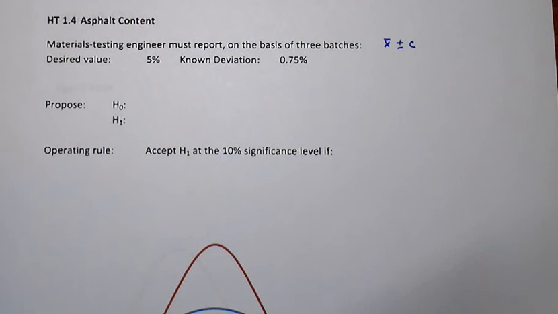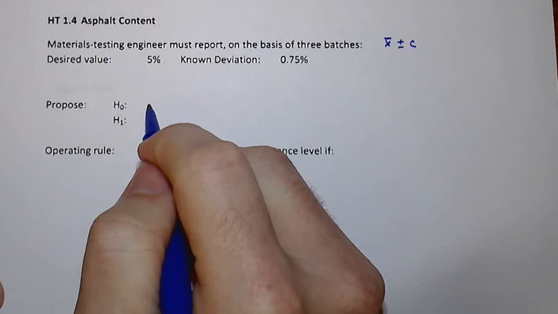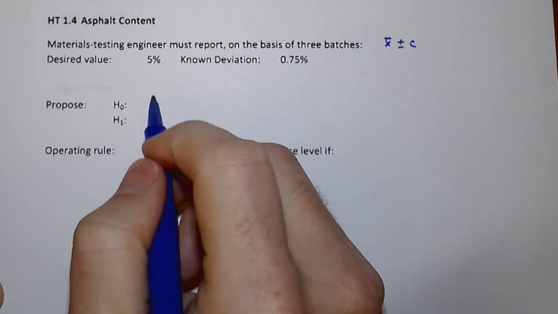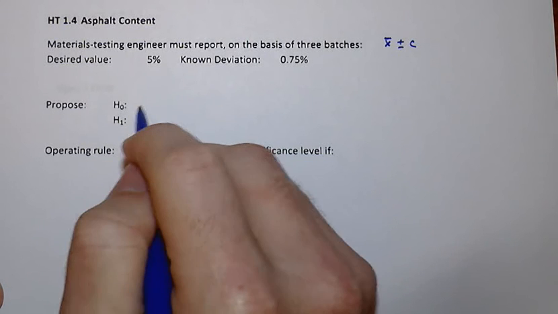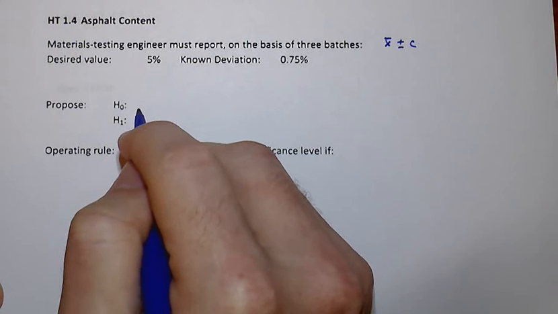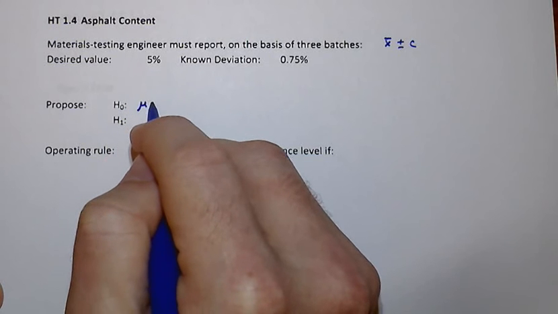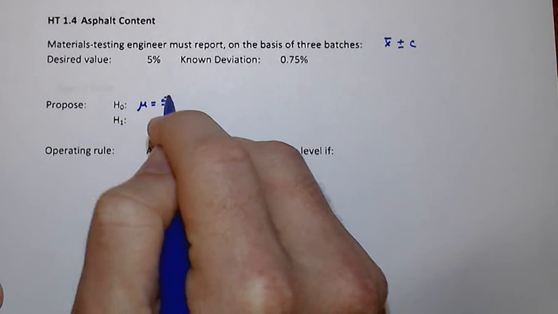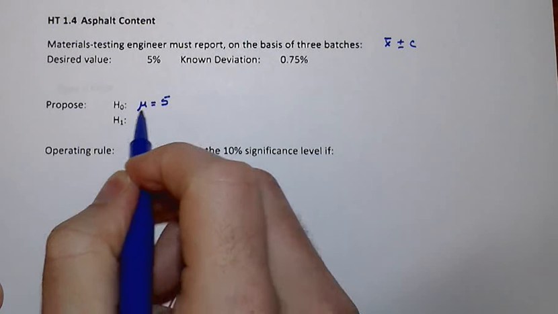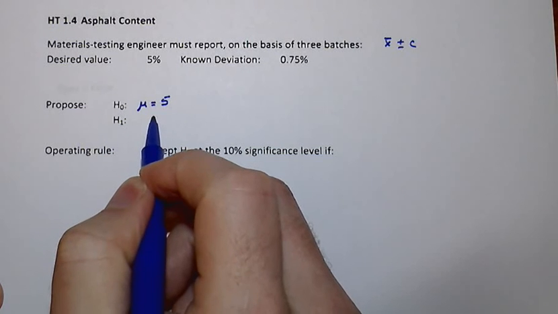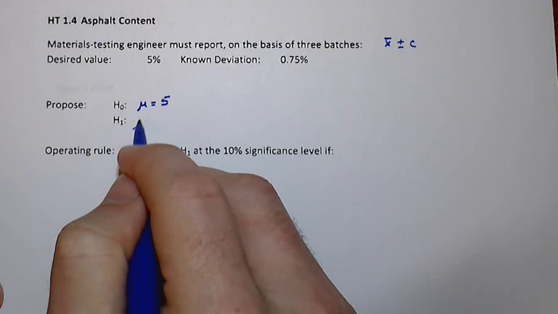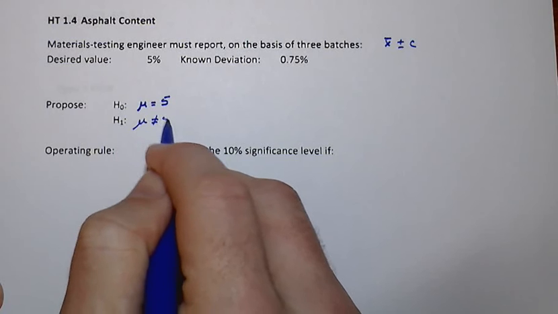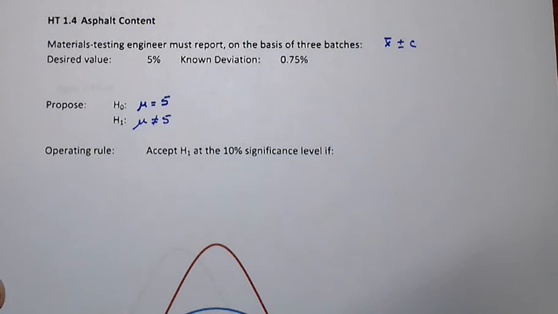Okay, so let's first go to some sort of a null hypothesis, where, since this is our desired value, that's the design value, so to speak, we'll say, okay, our null hypothesis will be that our true mean or population mean equals 5. And in this case, the alternative will be that it's not. So it's a two-sided type of situation.